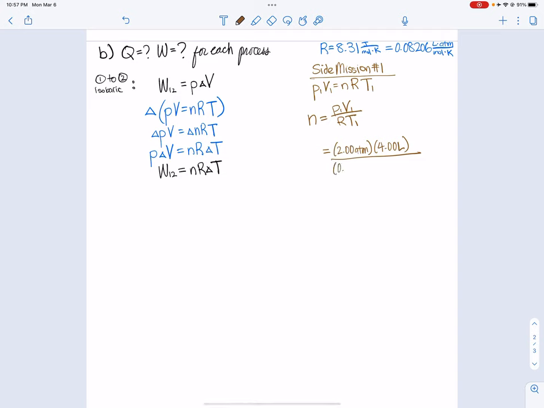So I'm going to use 0.08206 liters times ATM over mole times Kelvin. And for temperature, what is my temperature at state 1? It's given as 300 Kelvin, right? So then we know that n, if you plug that in your calculator, cancel out the units, n will equal 0.325 moles. Okay? Okay, so we've successfully completed side mission number 1. Let's go back to our problem.